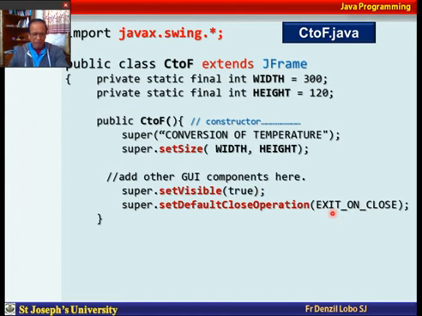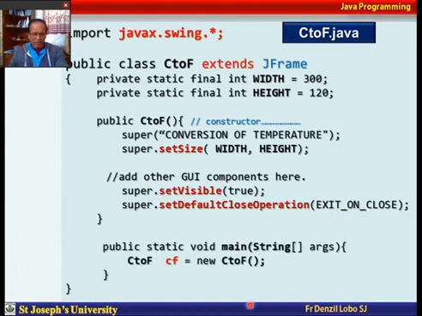Then I have the main program. In the main program, I create an object CF of the type C2F. That's all. So this is the complete program. I've got the class here, this is the class constructor, and this is the main program in which I am going to create an object of the type C2F, and we compile and execute this program.